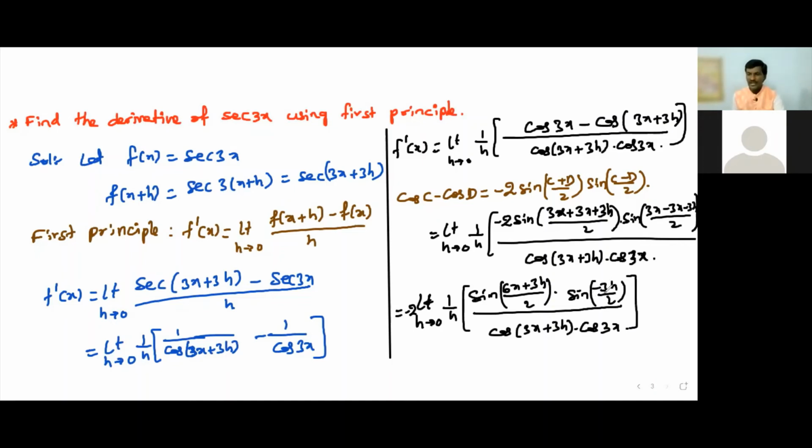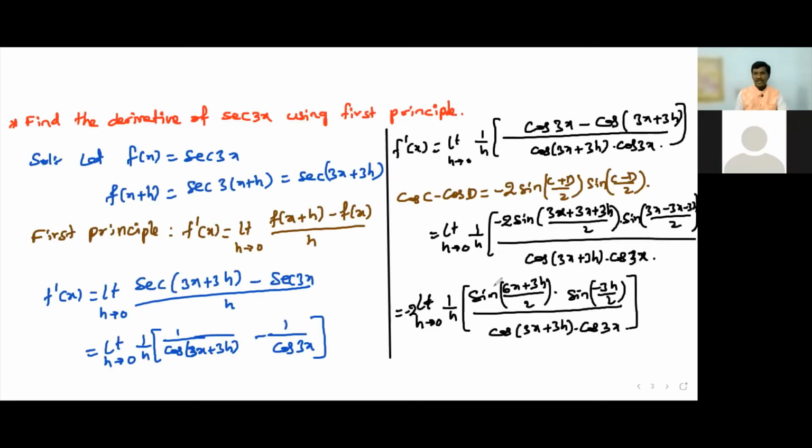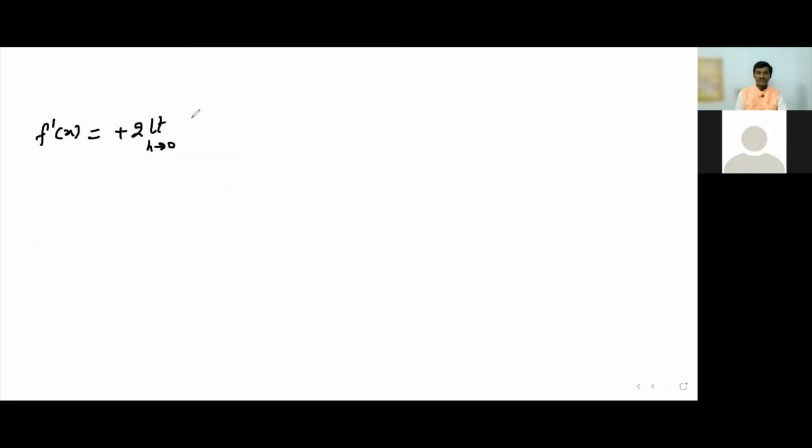So here sine of minus theta is minus sine theta, so we can write a minus outside. Already we have one negative sign, so if we take it outside we get positive. So f dash of x is equal to minus into minus plus, the limit h tends to 0, sine of 6x plus 3h by 2.